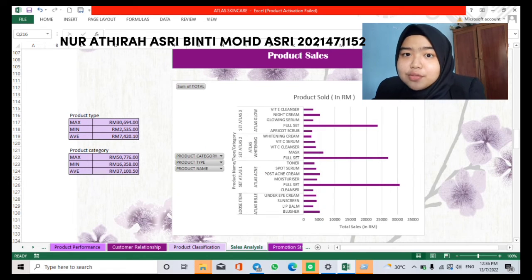The chart shows the product sales for each product category and type in Atlas Skincare. Atlas Set Series aced the sales, especially in their full set product type. In total, Set Atlas 1 received the highest sales among the three of the Atlas series.